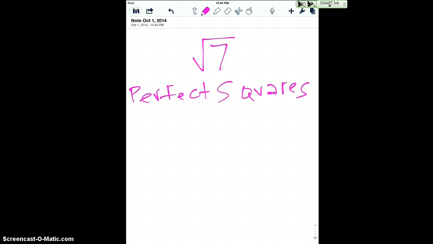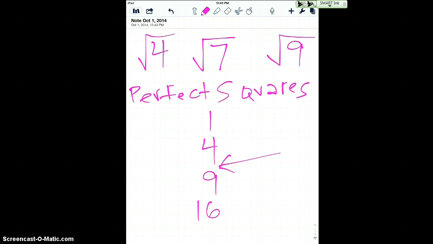1 times 1 is 1. So that's the first perfect square. I'm going to go out from there. 2 times 2, 4. 3 times 3, 9. 4 times 4, 16. I can actually stop because I can see that 7 lies somewhere between the perfect squares of 4 and 9. So I'm going to put that up here. That is between the square root of 4 and the square root of 9. Okay?